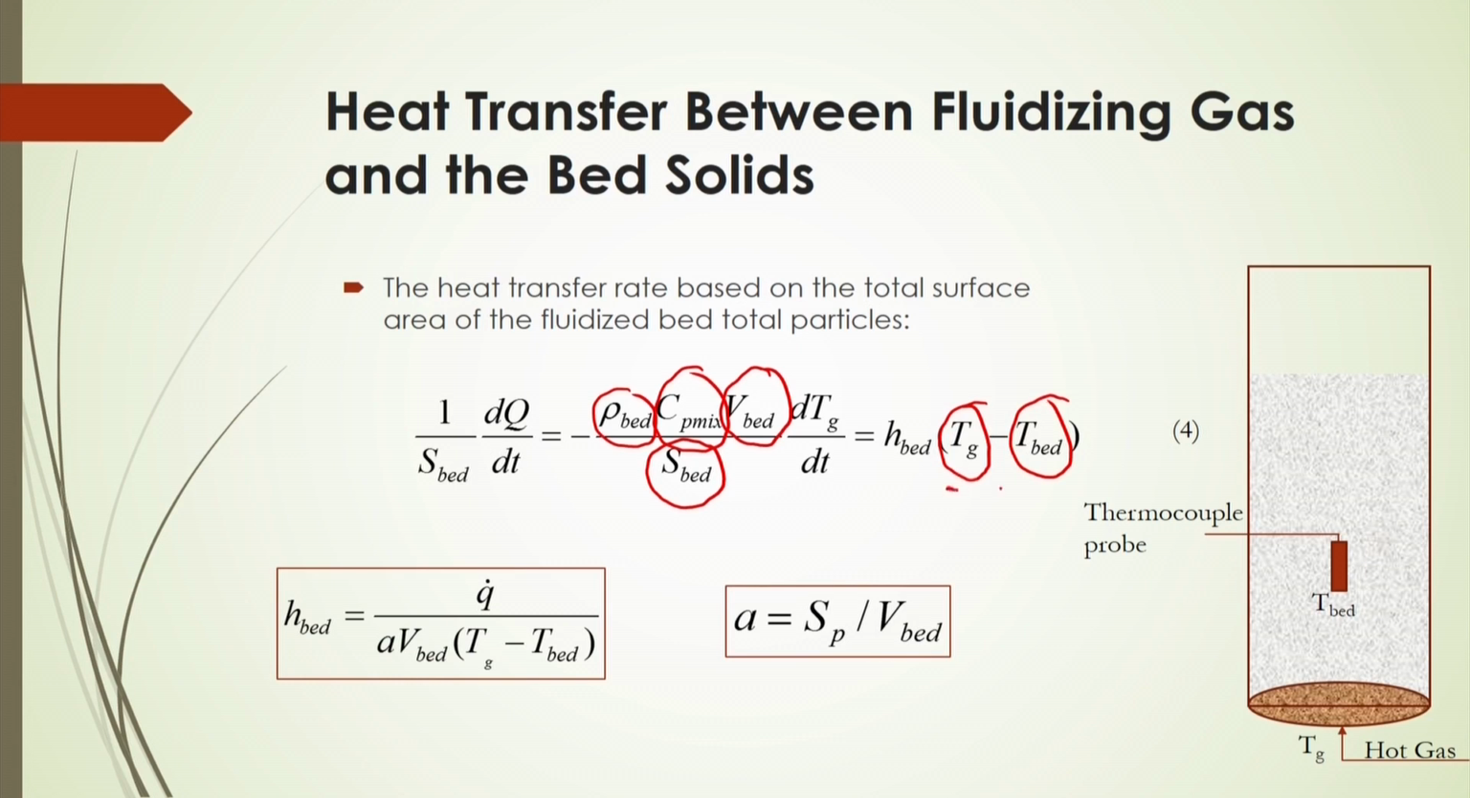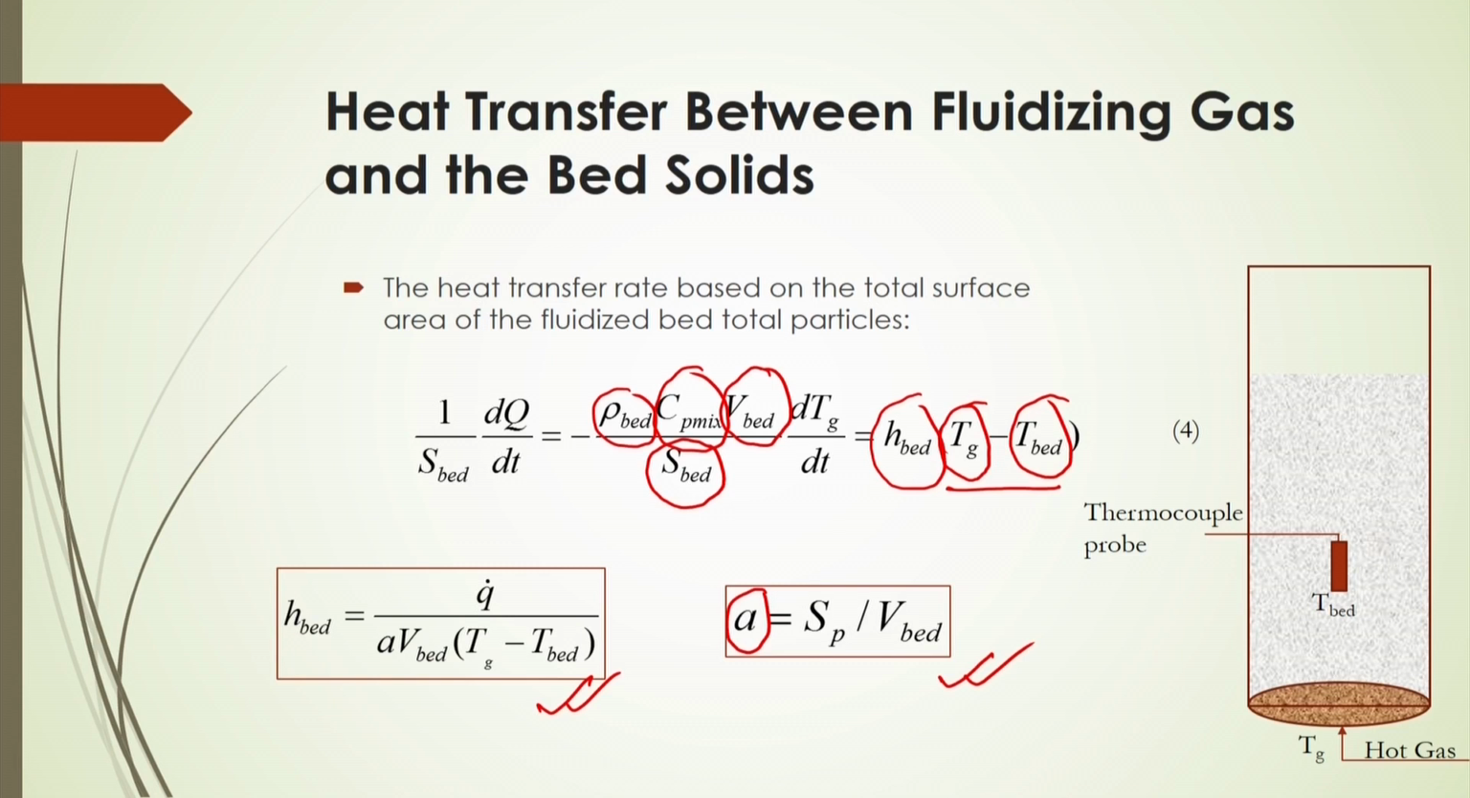So, what will be that difference, T_g minus T_bed, and this proportionality constant will be called H_bed. H_bed denotes the bed heat transfer coefficient, instead of only the single particle heat transfer coefficient. So, H_bed will be represented by this equation, q dot by A into V_bed into (T_g minus T_bed), whereas small a is called the specific interfacial area, that means the surface area of the particles divided by the total volume of the bed. So, this is called the specific interfacial area.